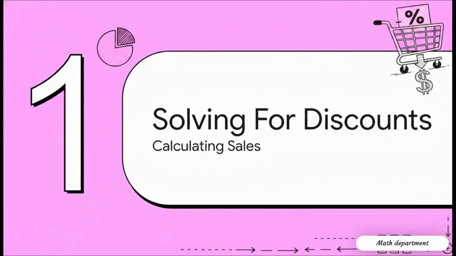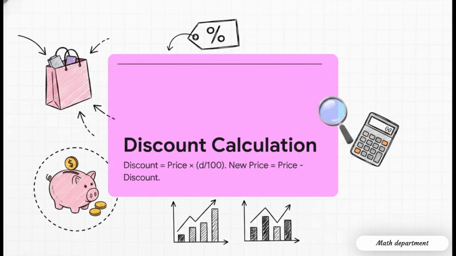Section 1. Solving for big discounts. Let's get to work on setting up the ground rules for calculating sales. Okay, whenever an item's price drops by a certain percentage, let's call that D%, we have two distinct steps to follow. First up, finding the discount value. We do this by taking the original price and multiplying it by D over 100.